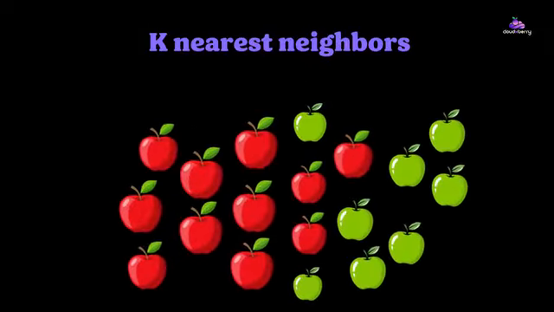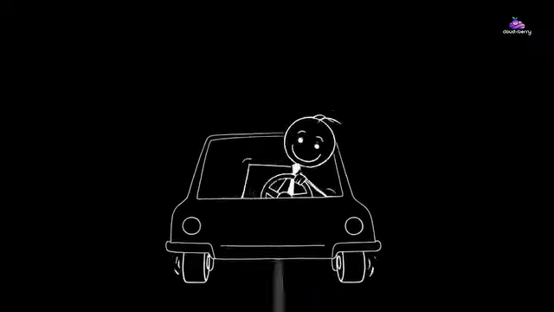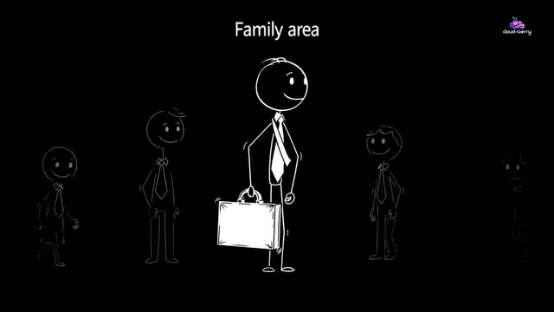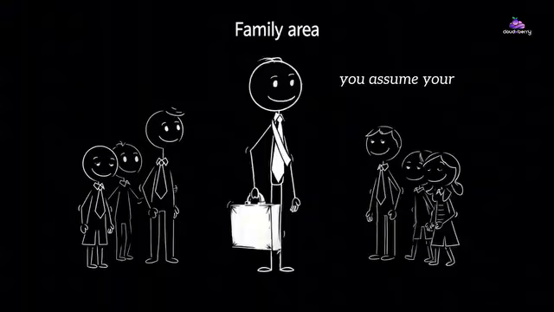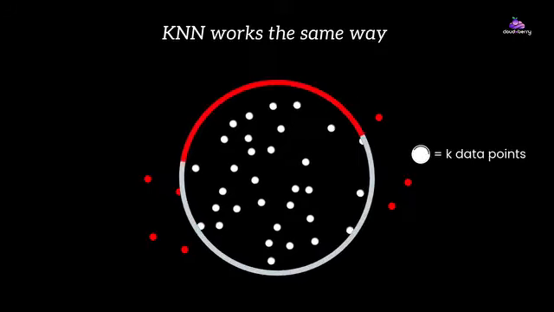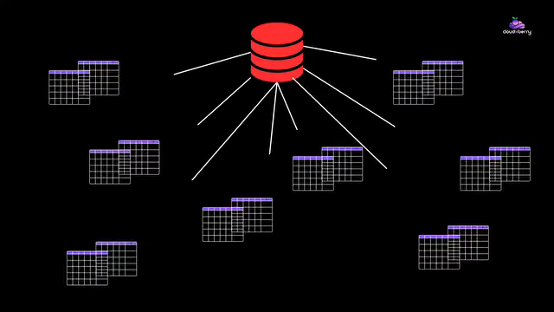Next is k-nearest neighbors, also known as KNN. This algorithm is extremely simple and works based on similarity. Imagine you move into a new city and want to guess what type of neighborhood you're in. You look at your closest neighbors. If most of them are families, you assume your area is family-oriented. KNN works the same way. When a new data point comes in, it looks at the closest K data points and assigns the most common label among them. While it's easy to understand, KNN can become slow with large datasets because it needs to calculate distances for every prediction.